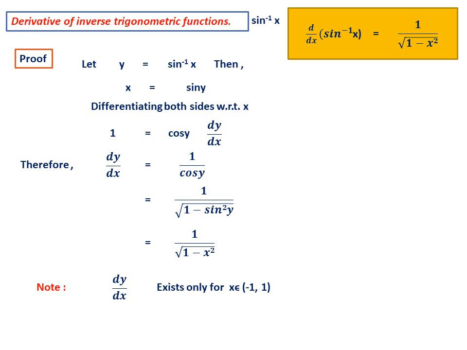But you have to remember one thing: dy by dx exists only for x belonging to minus 1 to 1. You know sine inverse x is defined in the closed interval minus 1 to plus 1. But here x is in the open interval because x cannot take the value of plus 1 and minus 1. 1 minus x square becomes 0 and 1 minus x square is in the denominator under the square root. So we have to exclude minus 1 and plus 1.